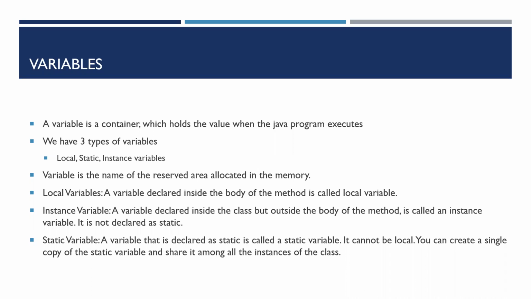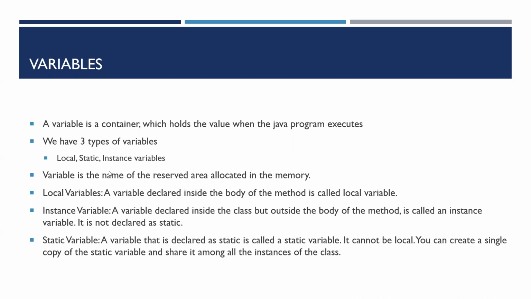Let's say you, as a person, have a name, an age, and a date of birth. Your name will be stored in type string. Your age will be stored in type number, which is called integer, int. So each and every data has its own data type, and that data will be stored in a container called a variable. A variable in Java is simply a container which will hold a value.